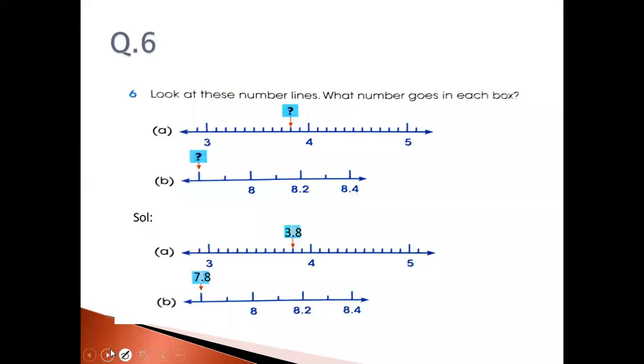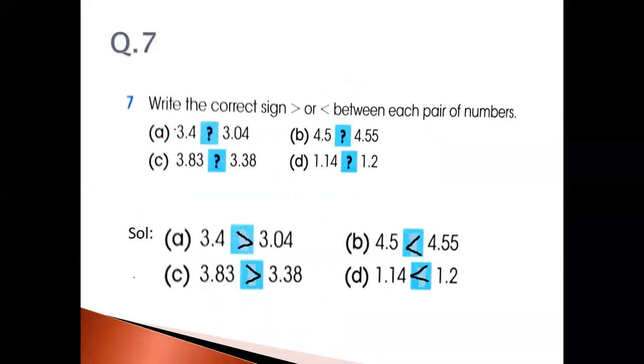Let's move towards the next question, which is question number 7. Here the question is asking us to write the correct sign of greater than or smaller than between each pair of numbers. They have given us 4 parts.